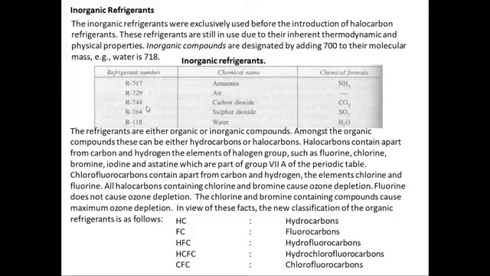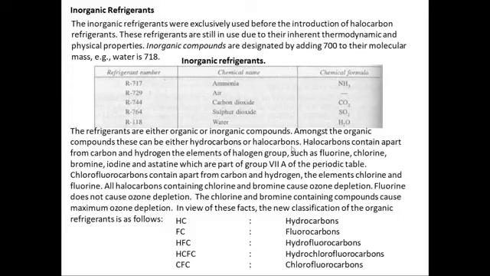So carbon dioxide is 744 and sulfur dioxide is 764. So that's how we designated them in our refrigeration system. So, inorganic refrigerants. The refrigerants are either organic or inorganic compounds. Amongst the organic compounds, these can be either hydrocarbons or halocarbons.